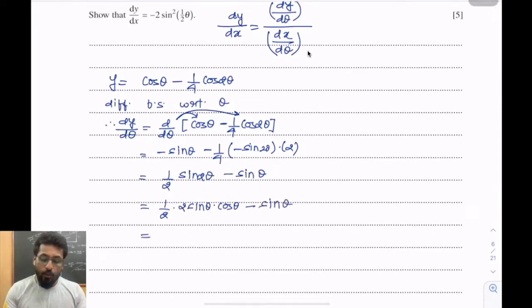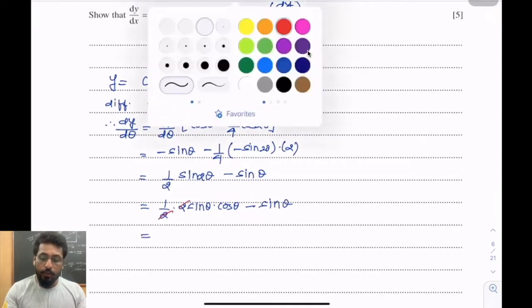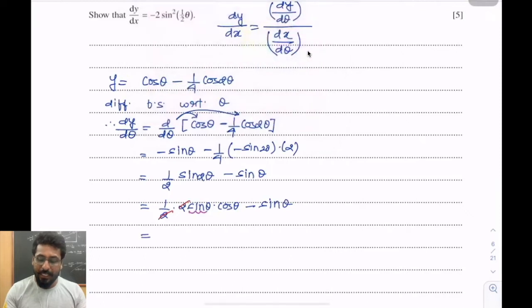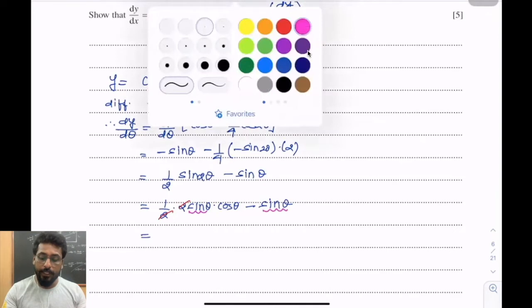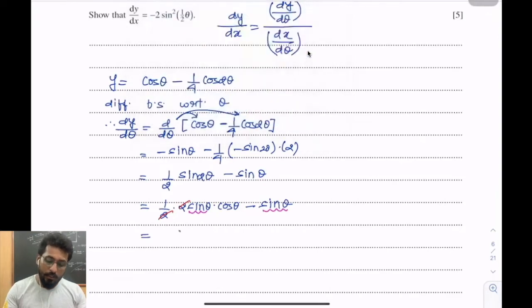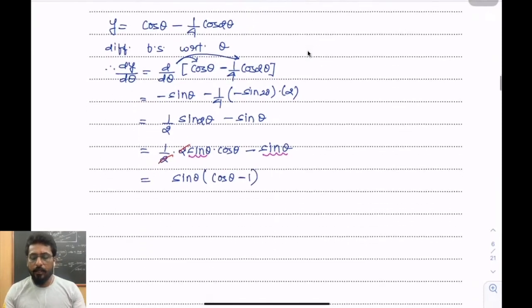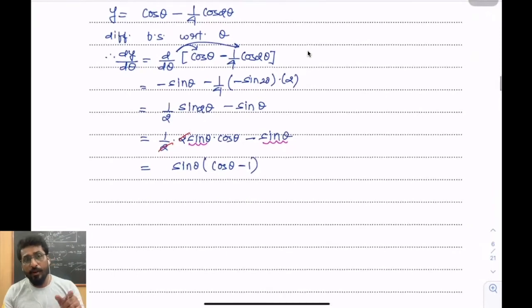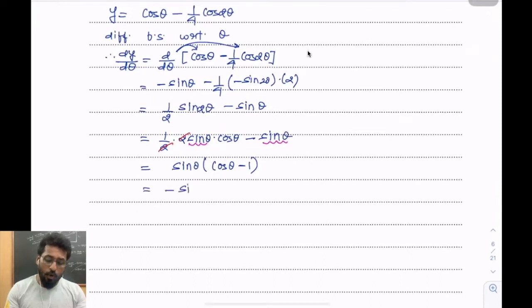Now, can you cancel this 2? Can you also take out this sine theta common, isn't it? So sine theta is common. So I'm going to take out sine theta common. What is left? You're left with cos theta minus 1. Now, instead of cos theta minus 1, if I take out a negative sign common from cos theta minus 1, will it not look like minus of sine theta times 1 minus cos theta?